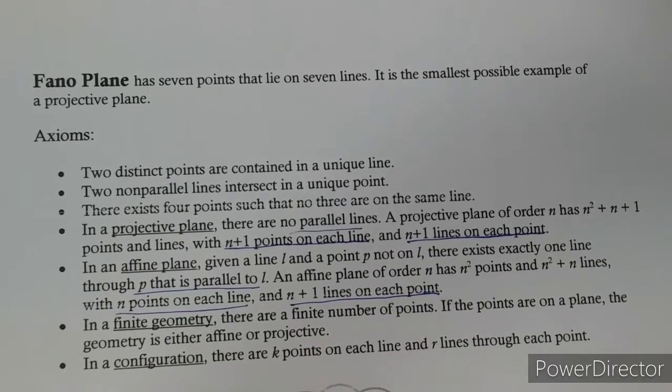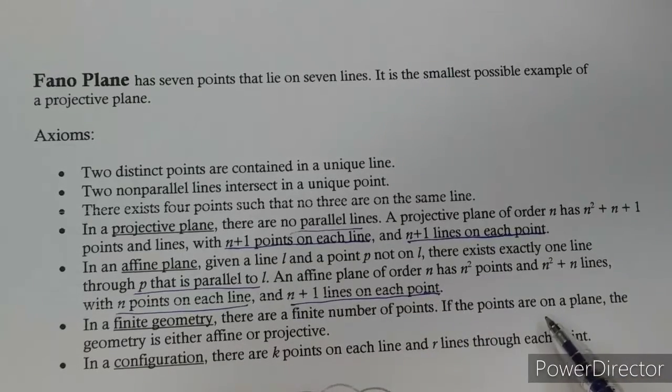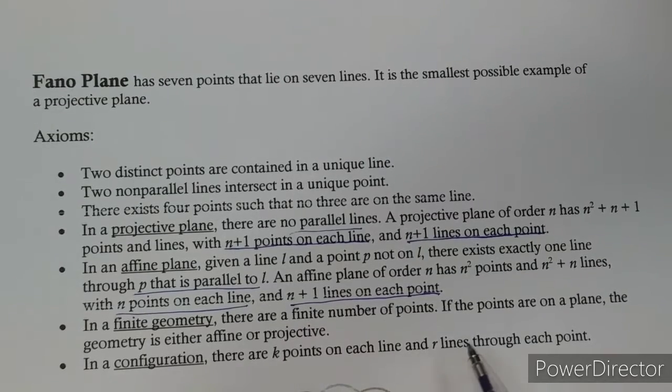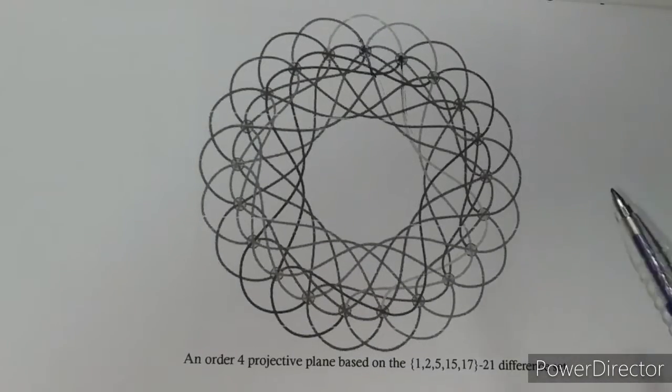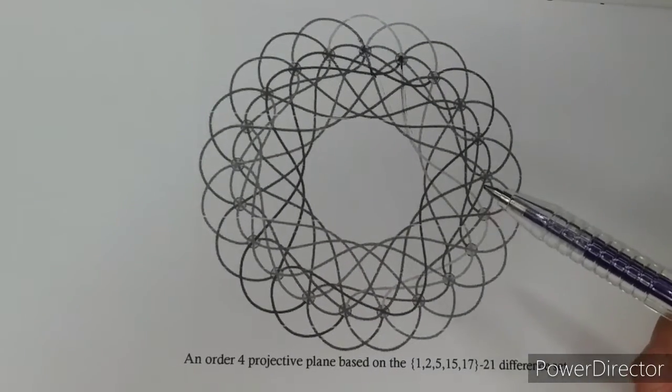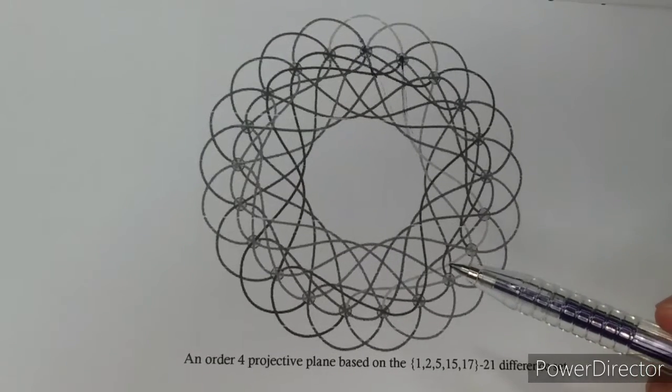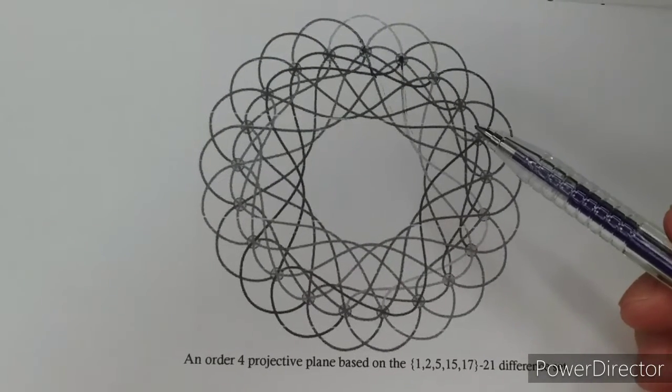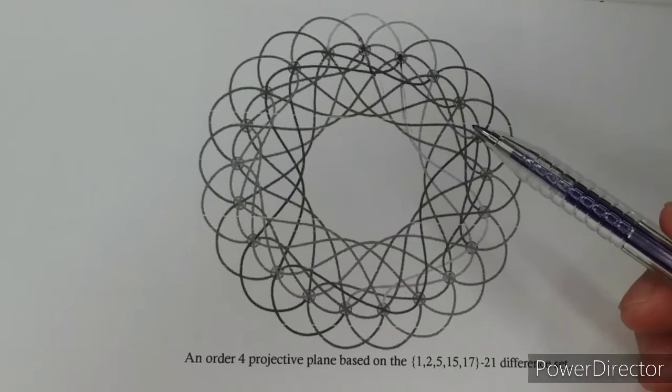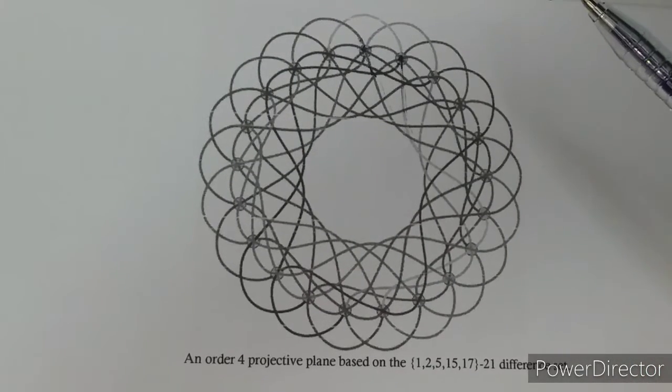In finite geometry, there are a finite number of points. If the points are on a plane, the geometry is either affine or projective. In a configuration, there are k points on each line and r lines through each point. So now we will go to the example of a finite plane. This is a projective plane of order 4 as well as a 21_5 configuration.